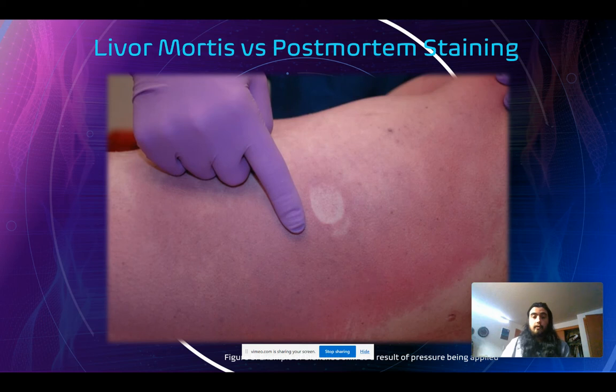On the other hand, if you were to do this experiment here and there is no blanching, then that means that we unfortunately are in the postmortem staining stage, and most likely embalming will have no effect on that stain.